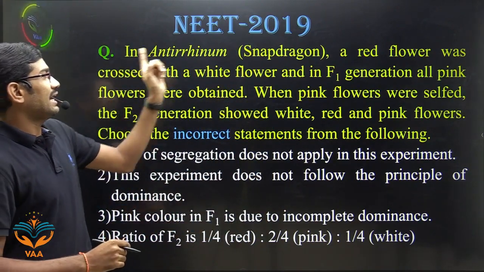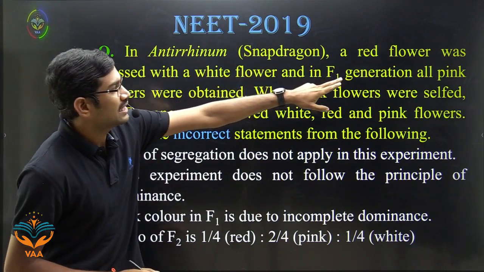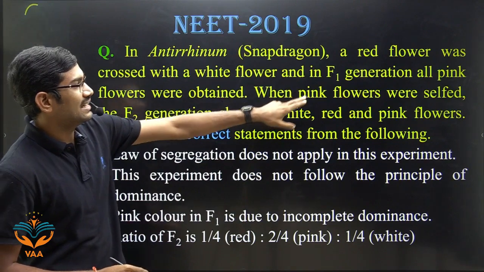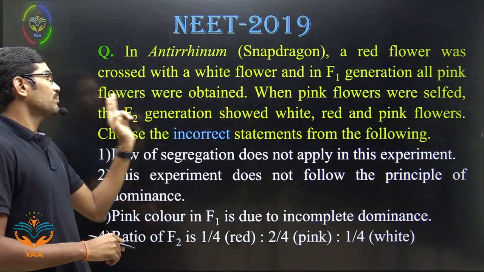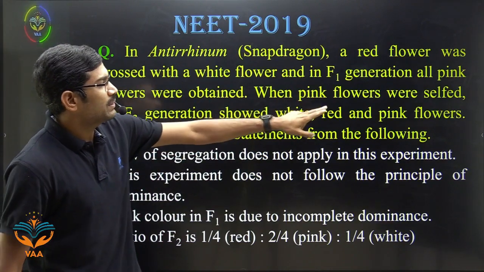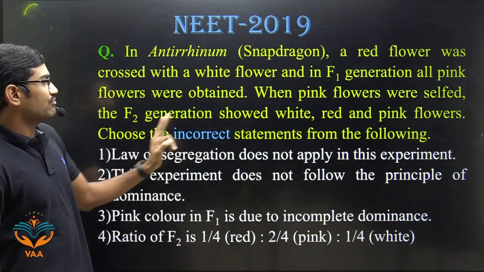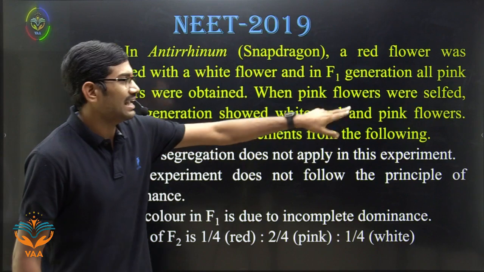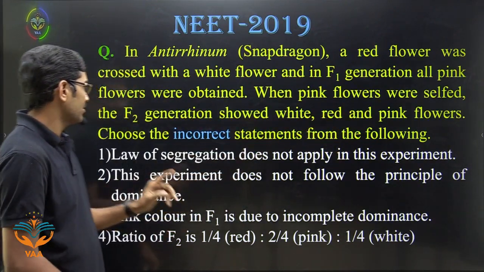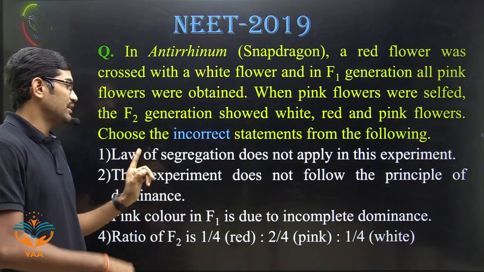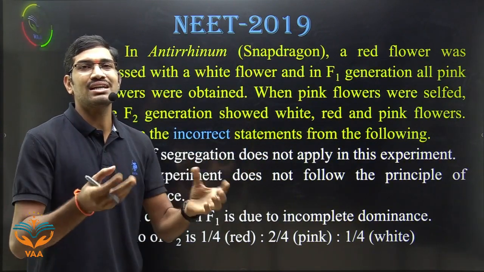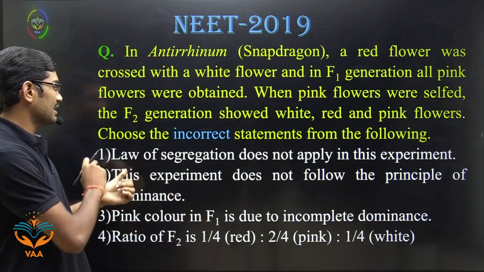Next one, in Antirrhinum, that is snapdragon, a red flower was crossed with a white flowered plant, and in the F1 generation all pink flowers were obtained. This is a regular cross only, whatever they are giving. When pink flowers were selfed, the F2 generation showed white, red and pink flowers. This is also the regular crossing and the same data they have given. But what they are asking here is very important. Choose the incorrect statement from the following. So what is incorrect actually? That we will see here.